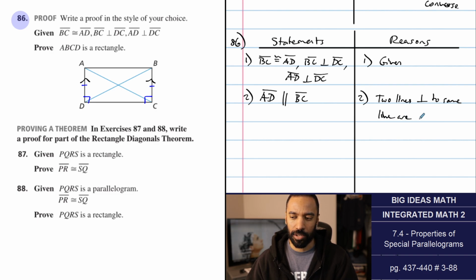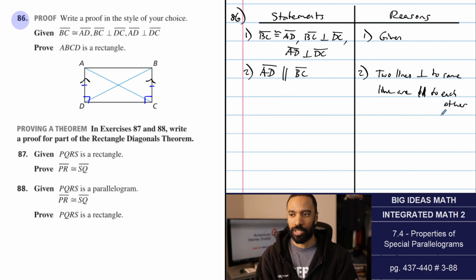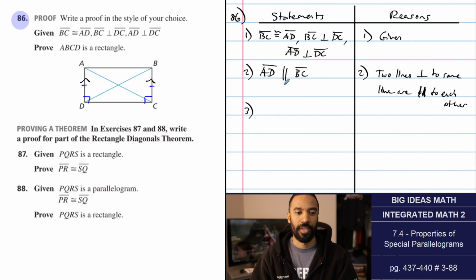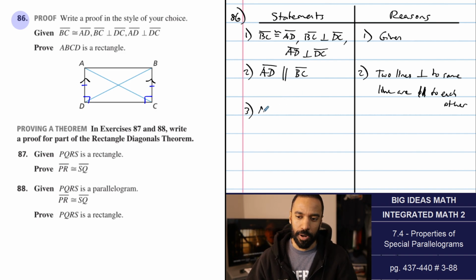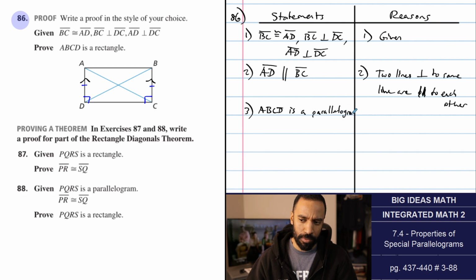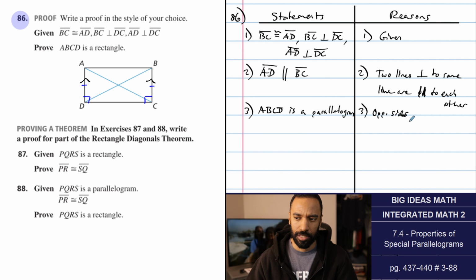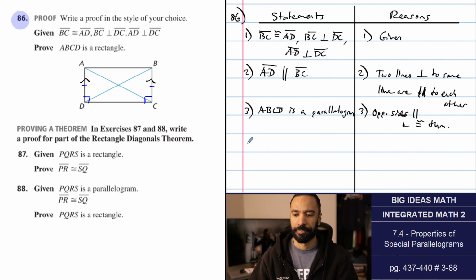There's no reason why they're not parallel to each other. You're not allowed to give a reason as a sentence, as a statement. Like reflexive property, shared side in both things. Anyway, now that means that ABCD is a parallelogram. This is because of that name. I think it was opposite sides parallel and congruent theorem. Okay.